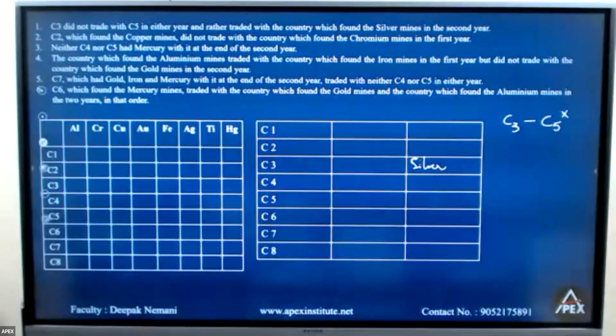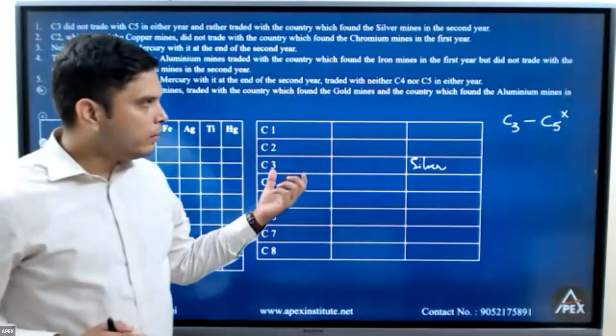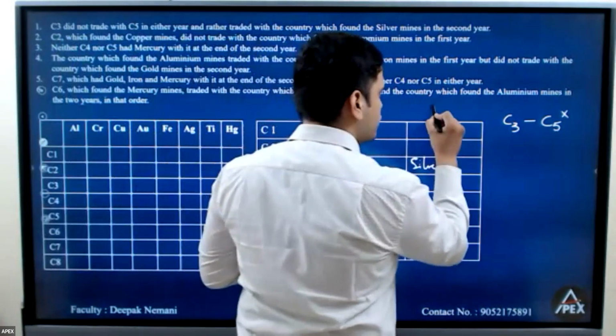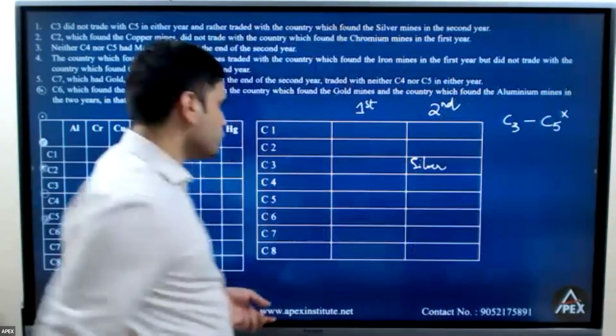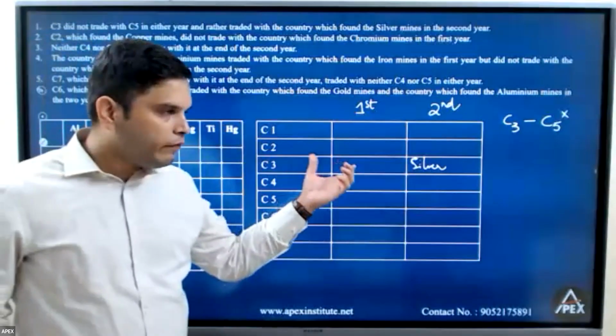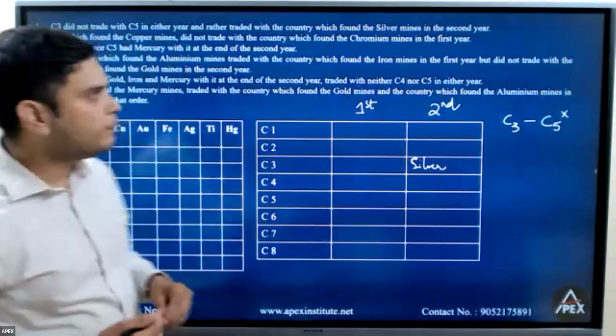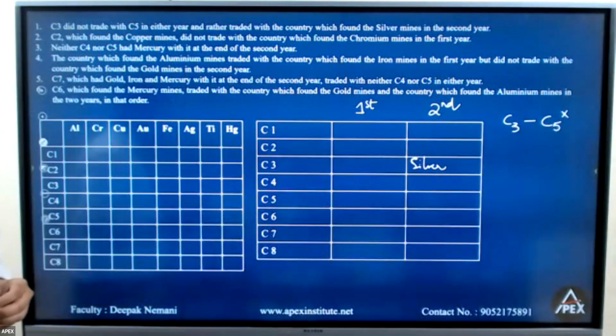Silver, AG, antimony? But you have 8 different countries with 8 different mines. So each country has a different mine. Okay. So country 3, this is the country which has traded in the first year, second year. So in the second year, country 3 traded with a country which has a silver mine, right? Okay. And that is not C5.